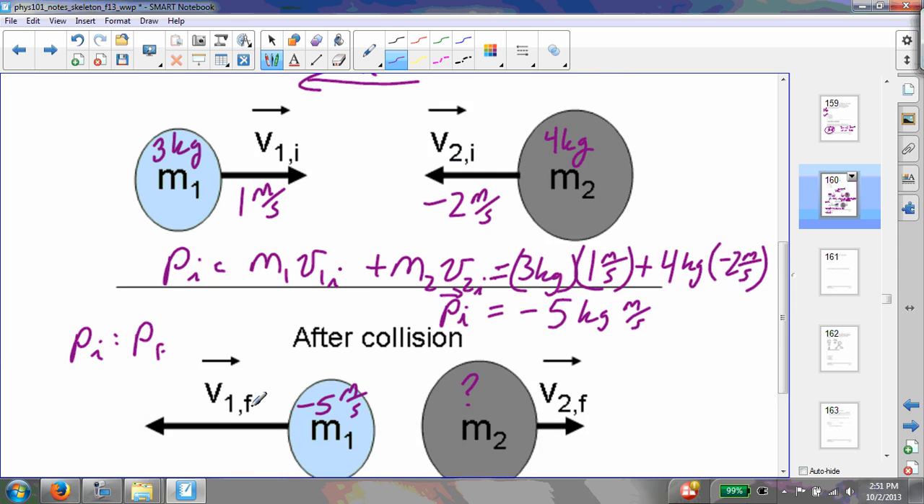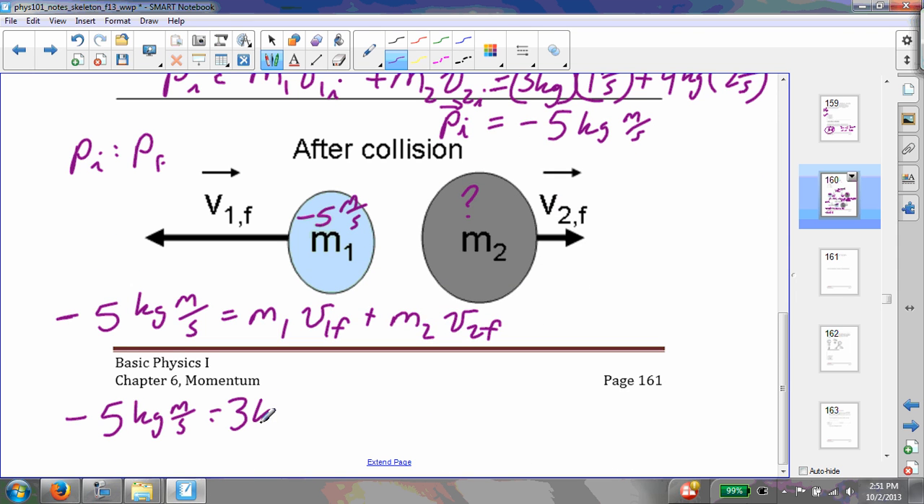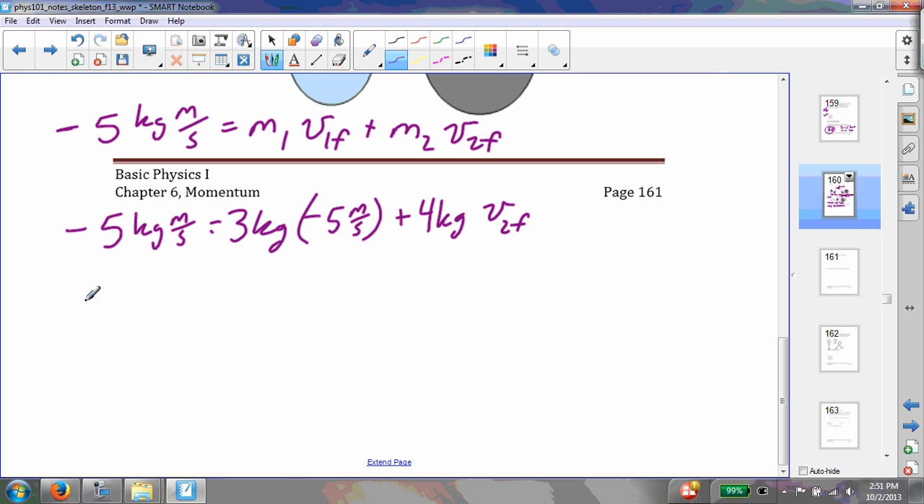Let's see, m1 was 3 kilograms. m2 was 4 kilograms. And then if I want to solve that, I say -5 equals -15 plus 4 v2f. Just a quick hint: when you're working through these, you need to be very careful with your subscripts, because if you get your subscripts incorrect, you'll come up with the wrong answer. All right, so 15 minus 5 is 10.